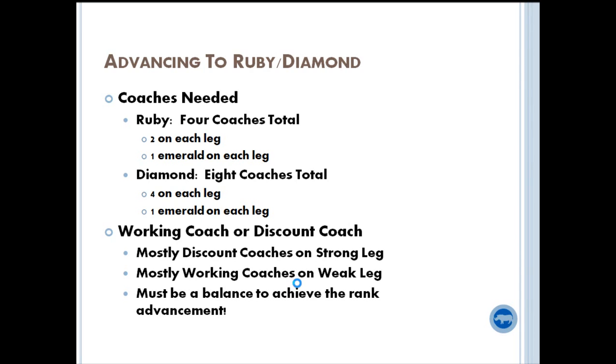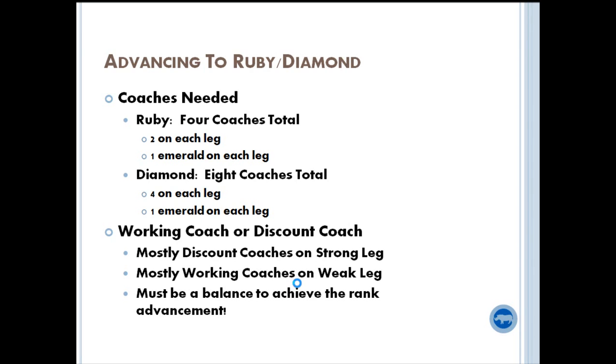Okay, so working coach or discount coach, like we talked about with Emerald, mostly you're going to want to put discount coaches on your strong leg and put working coaches on your weak leg because your strong leg is going to have all that volume from other coaches, and you want to build up your weak leg to get more volume so you can get more cycles. But it's also a balancing act because you need that Emerald over there on your strong leg too in order to go Diamond. So you have to put someone over there who is going to be building the business and actually get to Emerald.